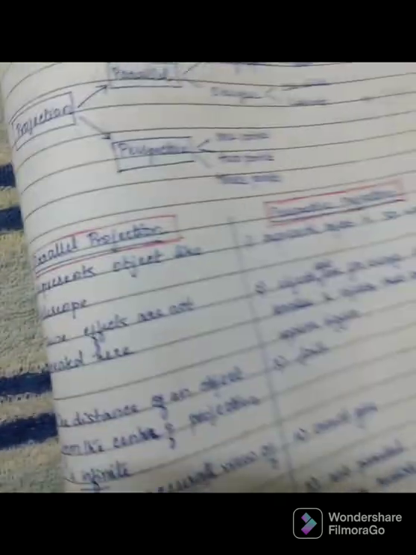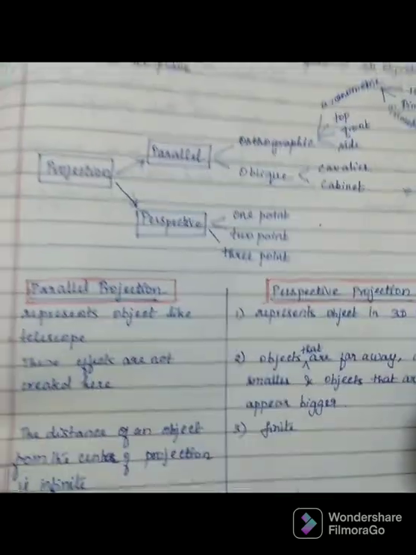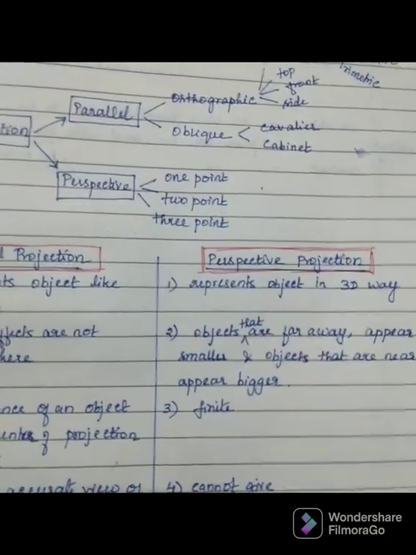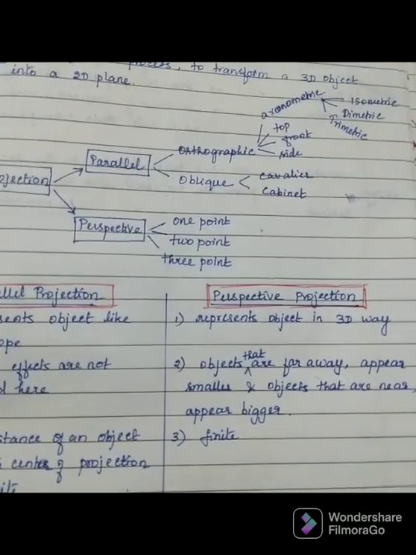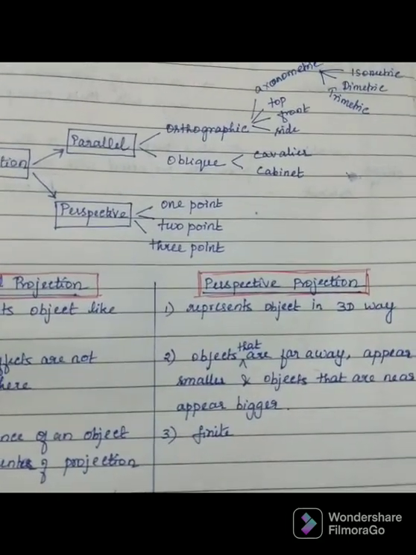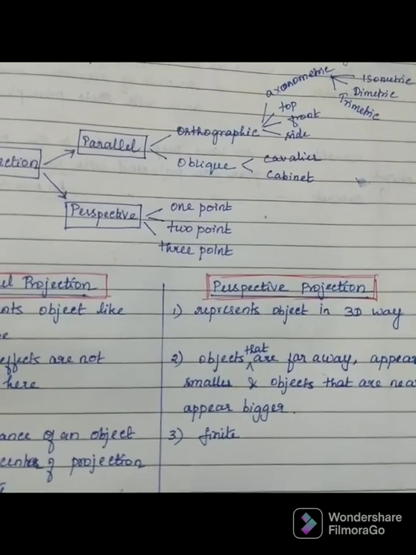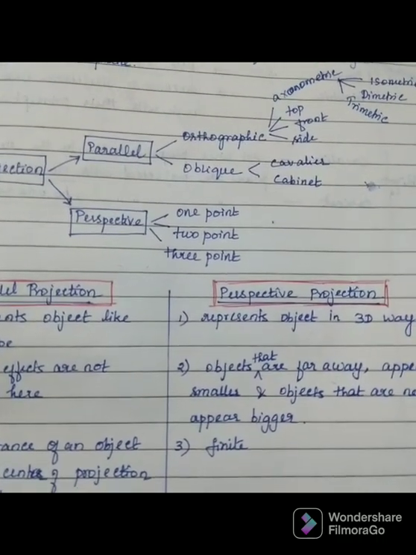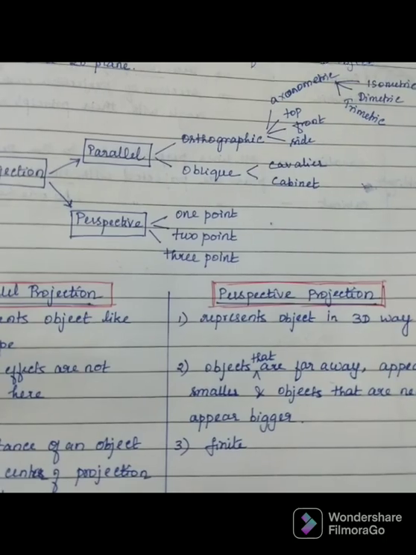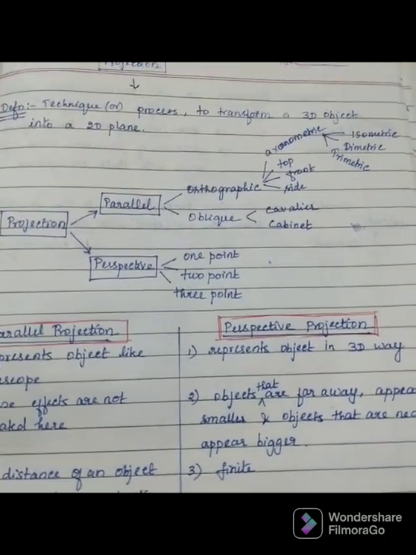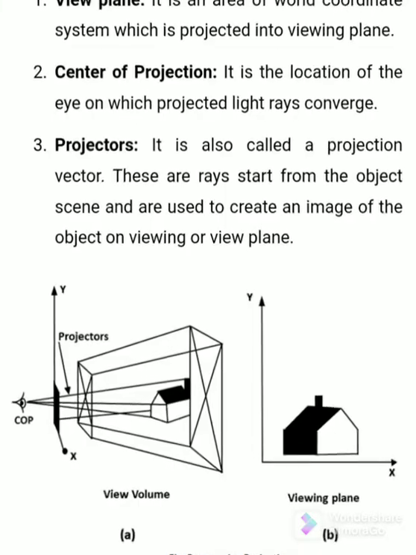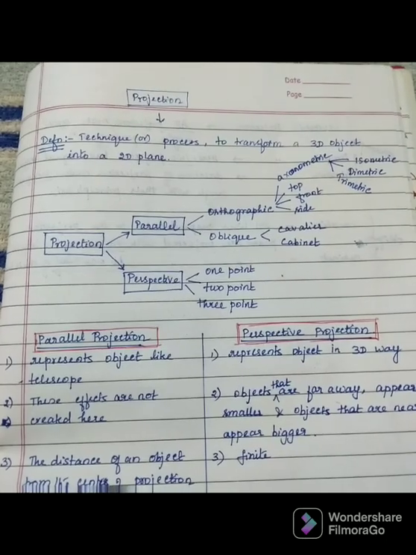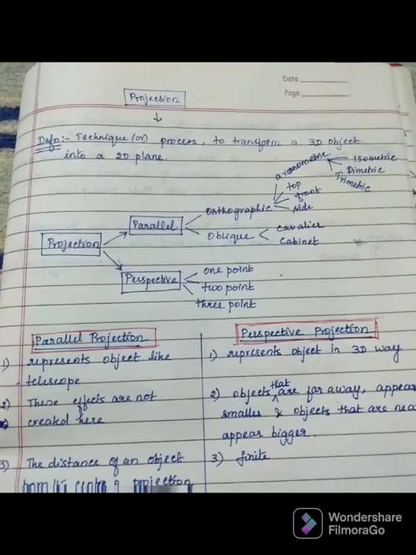Now let's see perspective projection. Perspective projection, here the distance is finite. It is used by architects in preparing drawings of 3D objects and scenes. Some terms we need to know which are related to perspective are view plane, center of projection and projectors. Under 3-dimensional concepts, this projection is a very important topic and hope you understood this.